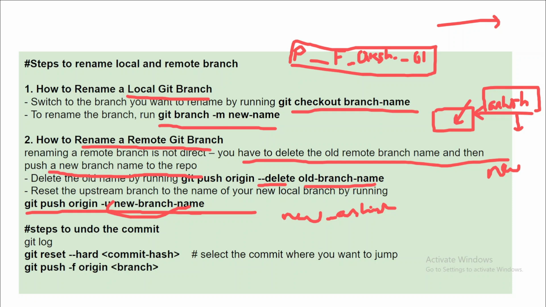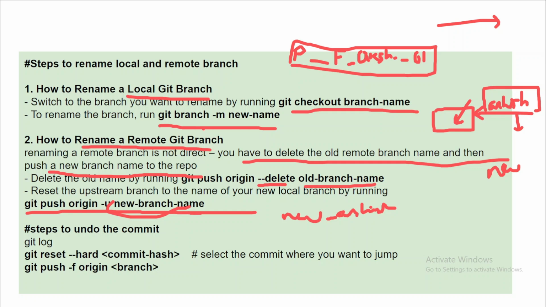Renaming a local branch is very easy, but this is tricky. So always try to follow the same steps. Otherwise, if you do some different steps, you may lose the branch and again have to rewrite all the code, or you may disturb the tracking progress.